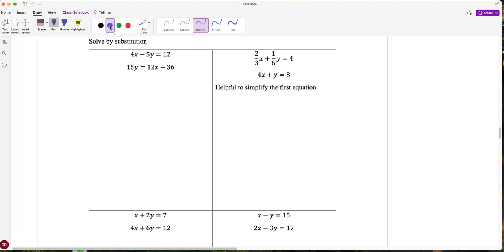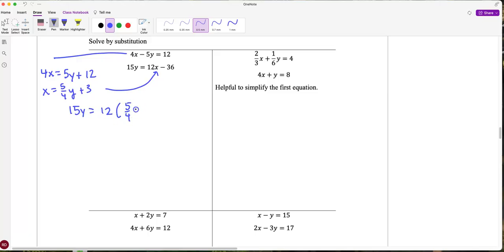Let's just look at the first one. Let's say I'll just pick one and solve for x. 4x, and I'm picking this one because the numbers are smaller, equals 5y plus 12. X equals 5/4 y plus 3. So I'm going to substitute that into the second equation. 15y equals 12 times 5/4 y plus 3 minus 36.